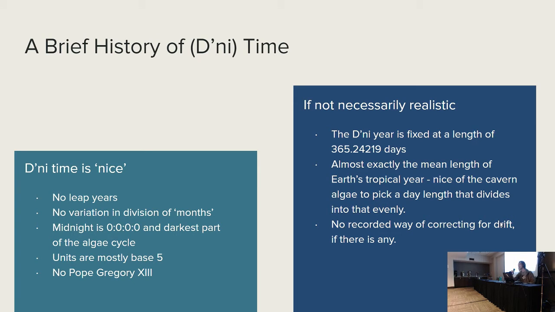So the D'ni year has a very particular fixed length that is quite handily almost exactly the same as the mean length of Earth's tropical year. It was very nice of the Cavern algae to pick a day length and divide it into that evenly. And there's no recorded way of correcting for drift if there is any. A year isn't the same length every year, days change over time. The clock, as far as we know, does not account for that.